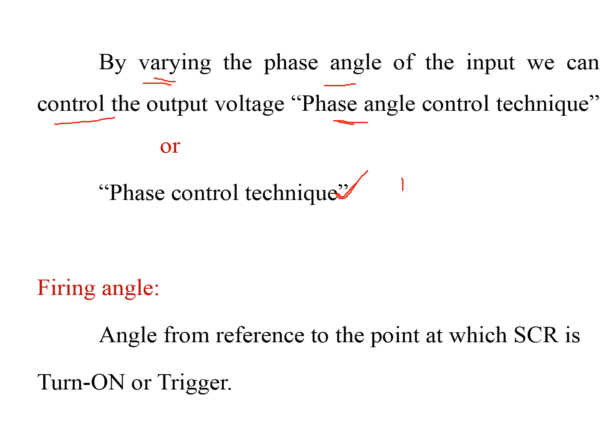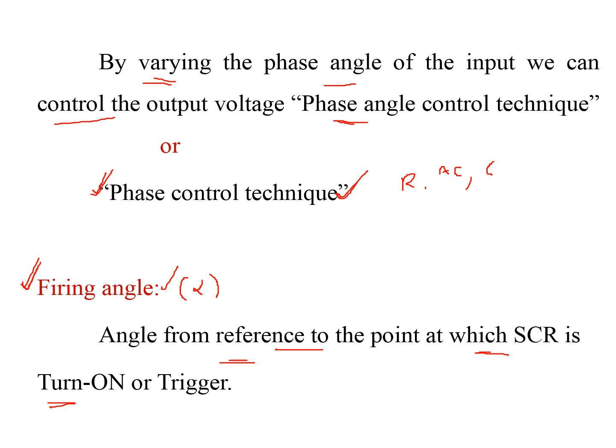The working of rectifiers, AC voltage regulators and cycloconverters depends upon the phase angle control technique concept. Coming to the concept of firing angle, the angle from the reference to the point at which the SCR is going to turn on is called the firing angle. This firing angle is denoted by alpha.